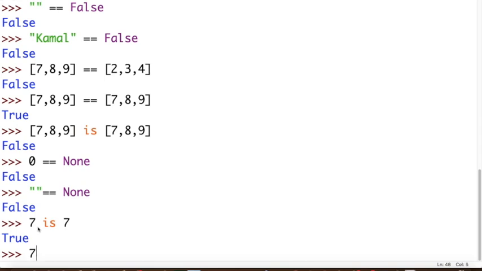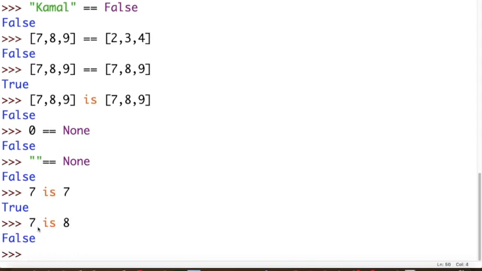Now let's find out 7 is 8. Now this is giving you false, because this 7 is a different integer which is created in a different memory location, whereas 8, which is a different value, is again created at a different location. And when we compare these two locations, their IDs are not the same, their L values are not the same.